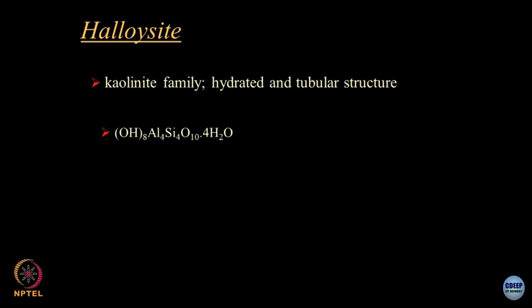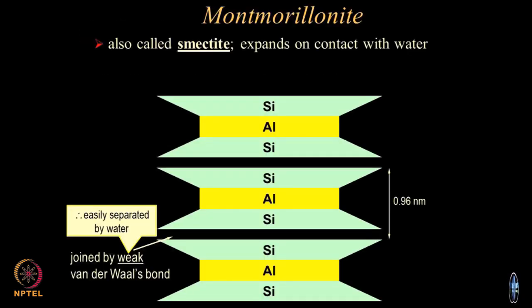Then comes halloysite. Halloysite is another mineral of the kaolinitic family. This is hydrated and it is of tubular structure. Most of these minerals are either platelets or tubular structures. If you can remember this formula, you can remember. The only difference between kaolinite and halloysite is that 4 water molecules get added to the kaolin, alright. So this becomes hydrated. Calcium oxide, put it in water, hydration occurs, calcium hydroxide gets formed, alright. Is this okay? Then comes the montmorillonite.